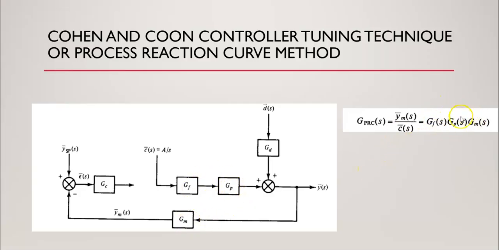From this product, that open loop transfer function, we can represent it with the process reaction curve overall transfer function. The process reaction curve overall transfer function is y bar m of s divided by c bar of s, equal to GF GP into GM. From this it is clear that the overall transfer function of a process reaction curve not only depends on the process, it also depends on the measuring element and the final control element.